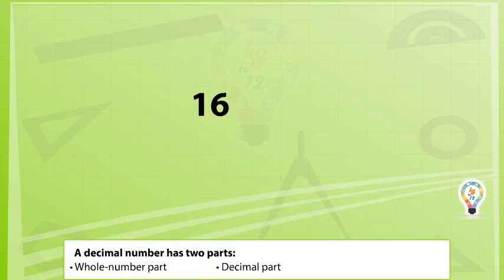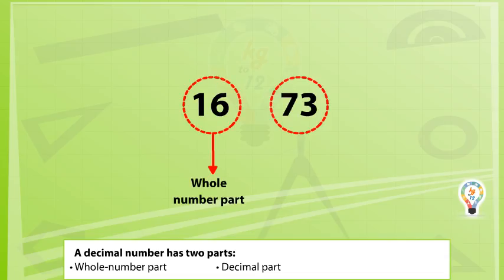A decimal number has two parts, whole number part and decimal part. These parts are separated by a dot called the decimal point. The number of digits after the decimal point gives the number of decimal places. For example, 5.74 has 2 decimal places.